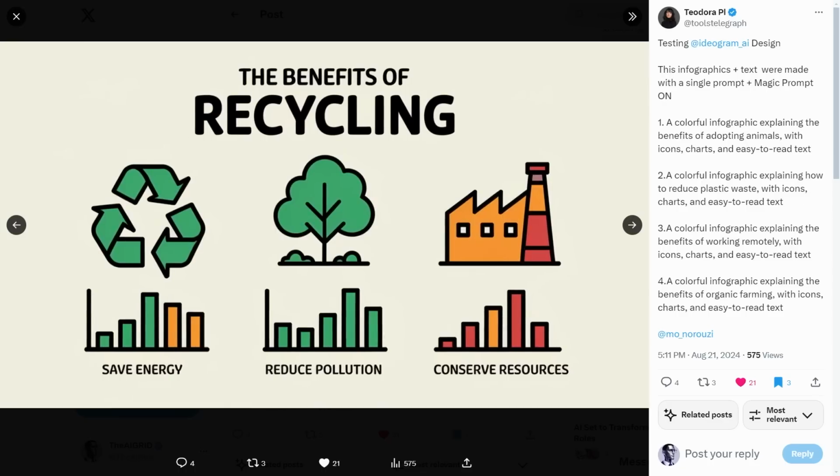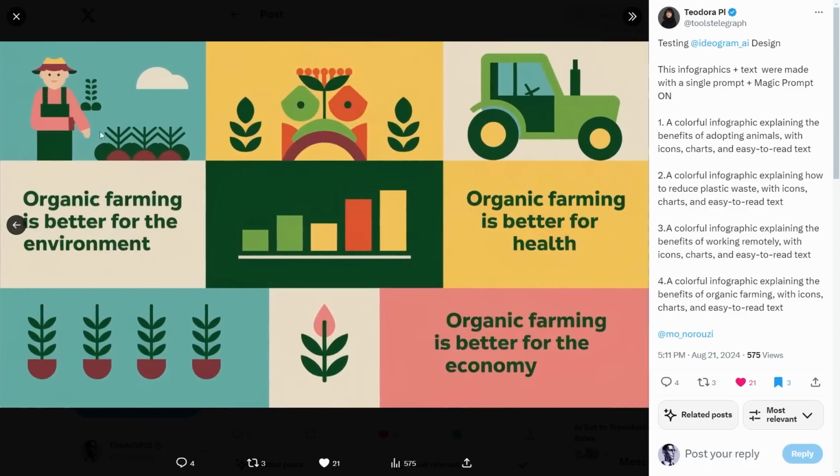And this is a model that's really, really fast. And not to mention it's free. So, I mean, there's no reason not to use this. And you can see right here the benefits of recycling. You can see that this is a nice infographic. And then there's another one here.